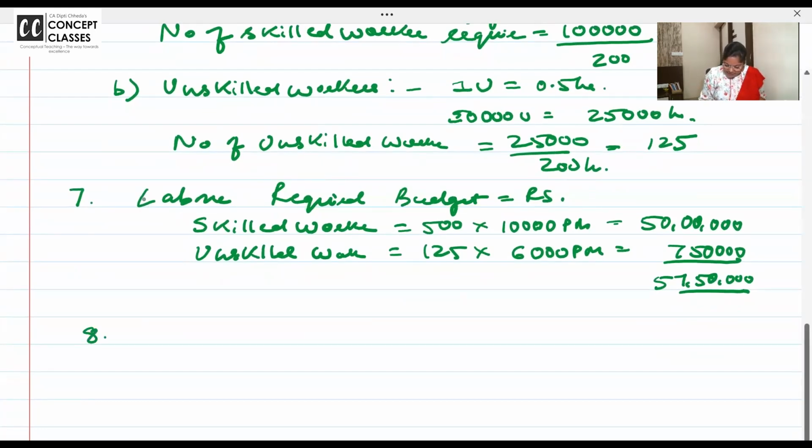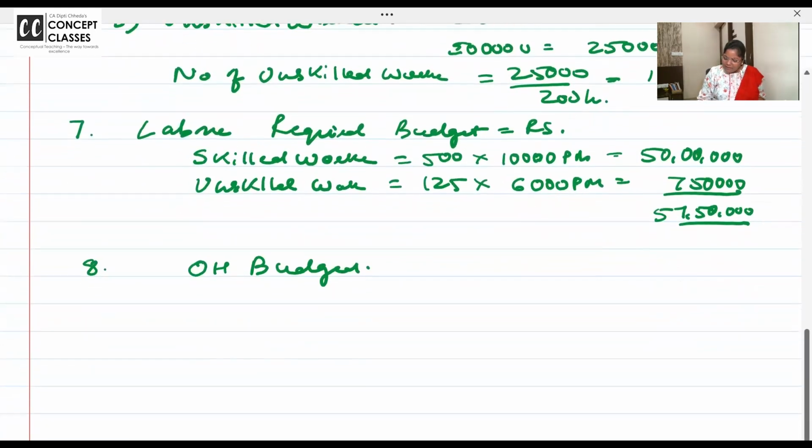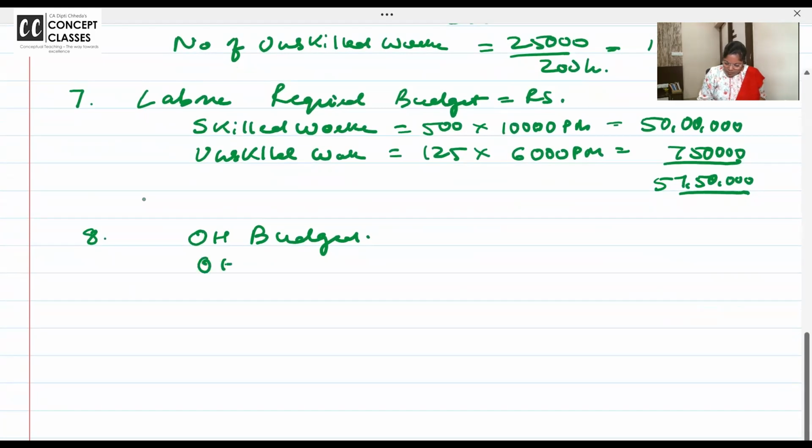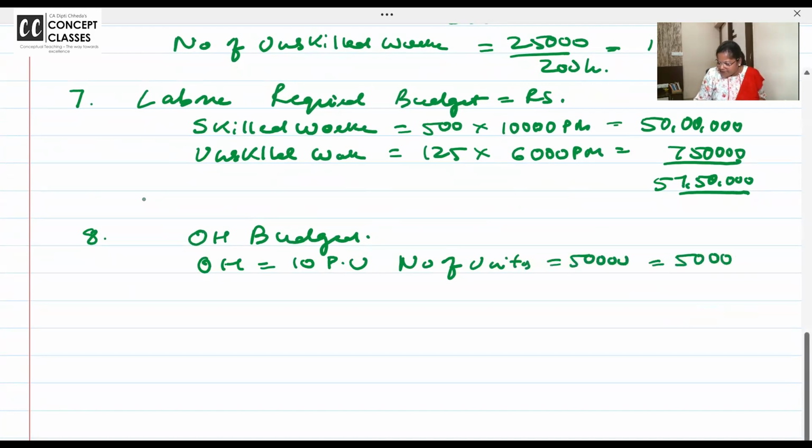Next is overhead budget. Overhead budget is very simple. Overhead is given 10 per unit. And number of units, how many units are you making this year? 50,000. So it will be 5 lakh. Just simple. Per unit they will give, multiply and you get it. If it is fixed, they'll give the total.